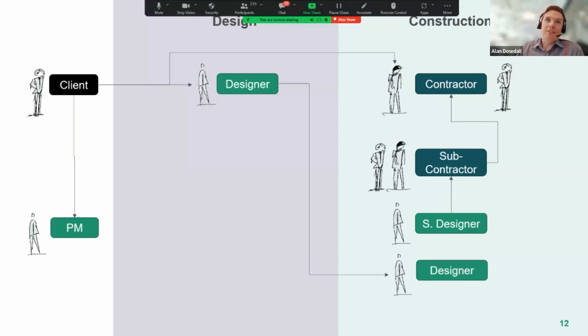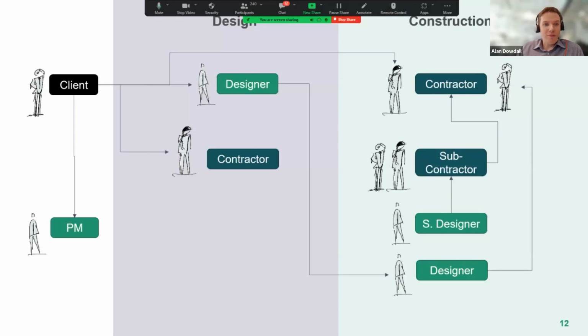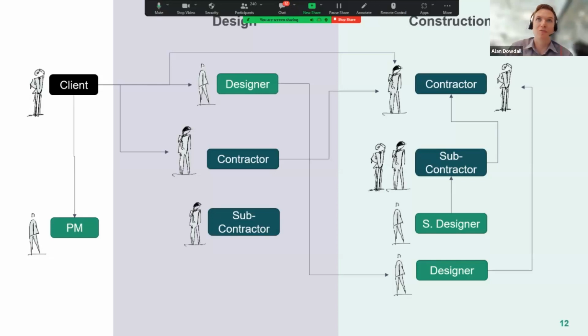It may be that the designer who's been paid for by the client will be novated to the contractor, and that contractor then also becomes the new client of the designer. Sometimes the contractor can get involved in the design. It can be a designer who is employed by the client before they're novated across into a different appointment in construction. In terms of timber, sometimes you can get the subcontractor involved early in the design.